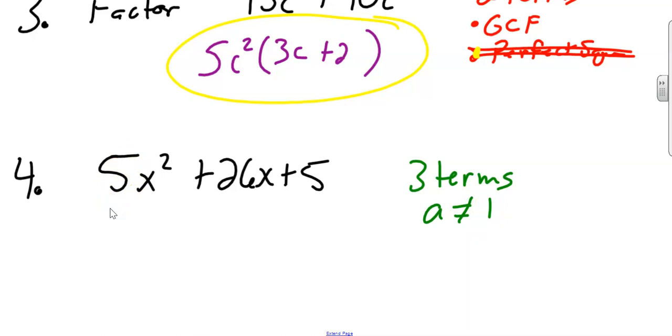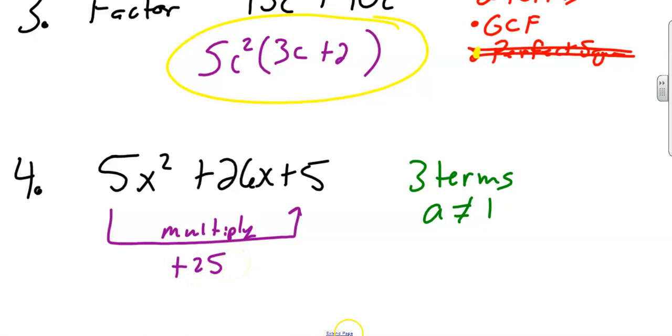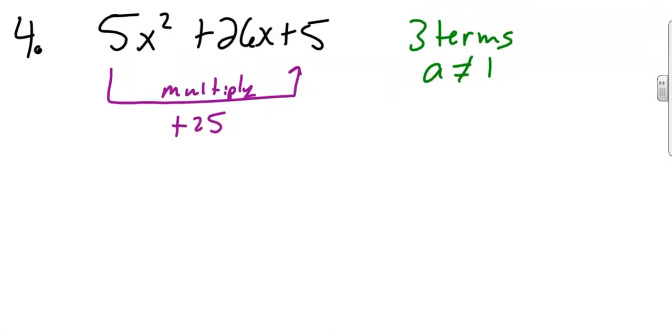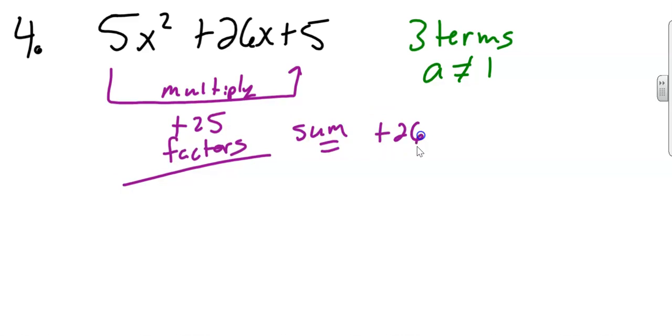There is no greatest common factor. 5 and 5, yes. 26, no. So there's not a greatest common factor to take out on this one. So this is the AC method. So we're going to do 5 times 5, which is 25. So we're going to look for the factors of a positive 25, where the sum would equal positive 26.